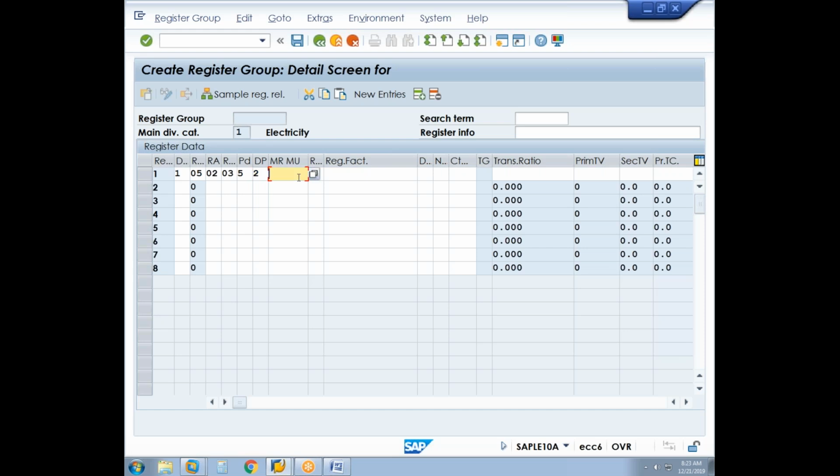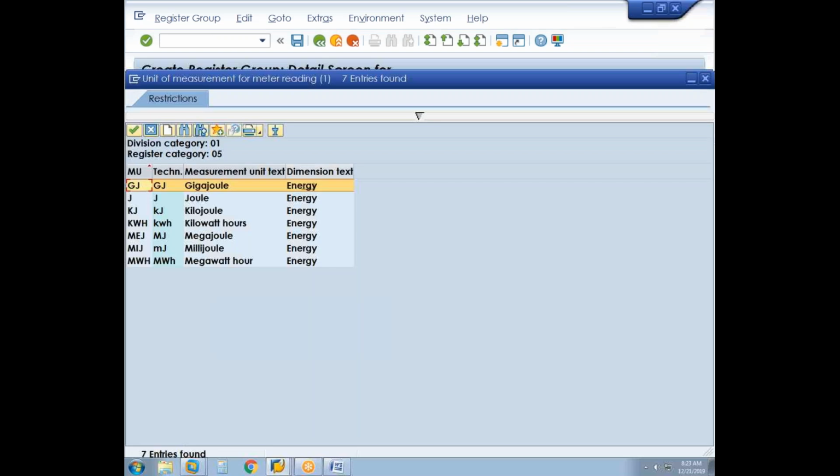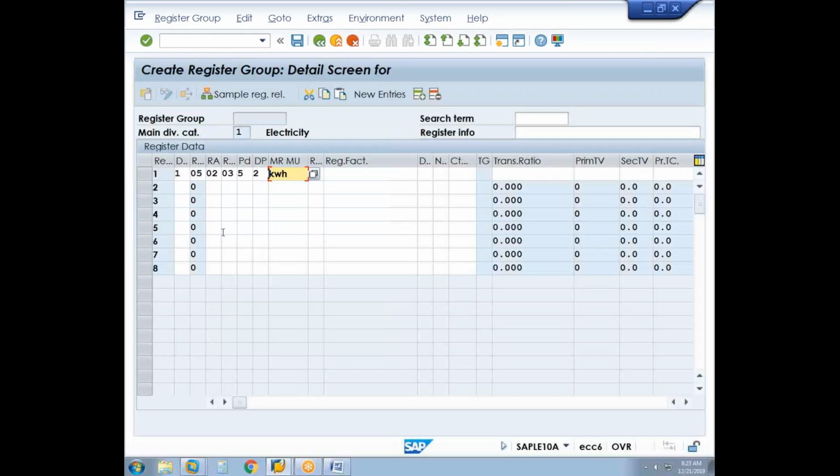What is the unit of measurement for the meter reading? Every month you take a meter reading. In which unit are you taking the meter reading? Internationally, all the meters are now designed to show the consumption in kilowatt hour. This is the energy data for the kilowatt hour. Because we have entered division as electricity, it is showing kilowatt hour. But if it is water or gas, it will show a different dimension, because for water it will be meter cube, and for gas also it could be meter cube. So here we are taking kilowatt hour.